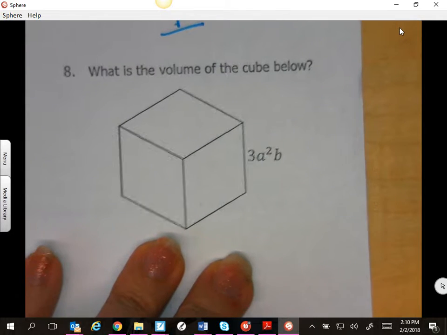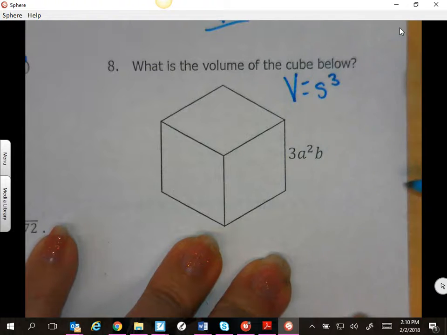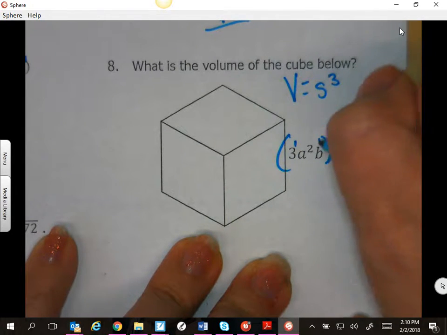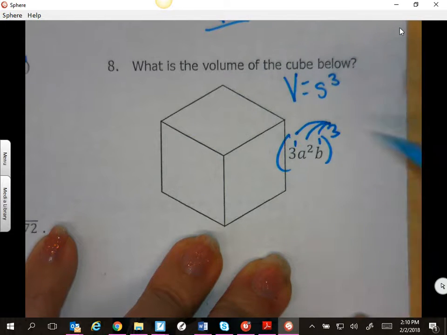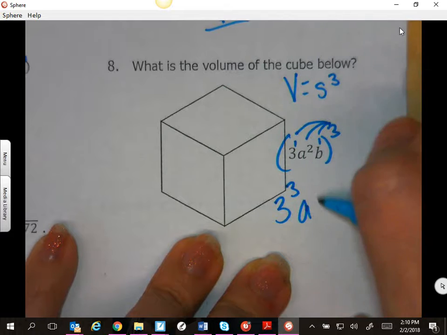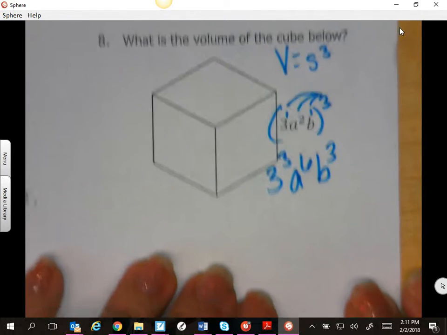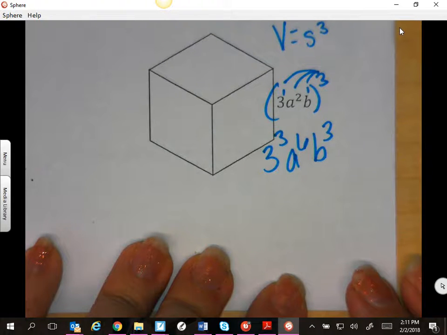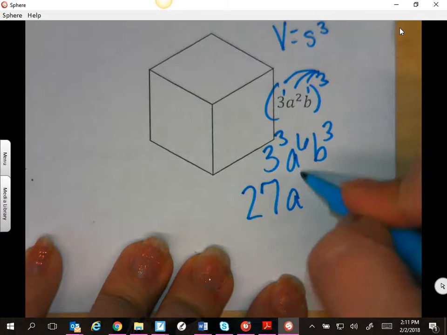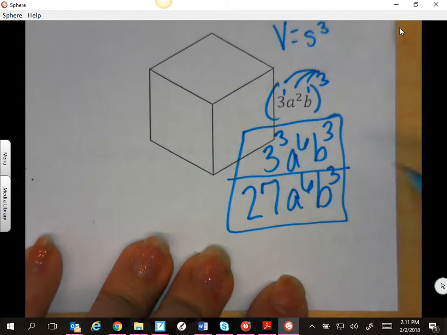Volume. We had a question like this on one of our homework. Volume is side cubed. So I need to take this and I need to cube the whole thing, which means I'm going to have to distribute that 3. So I can write 3 cubed. 2 times 3 is 6. 1 times 3 is 3. And I would take 3 cubed, a to the 6th, b to the 3rd. Or I know that 3 to the 3rd is 27, a to the 6th, b to the 3rd. I would take either of these answers.